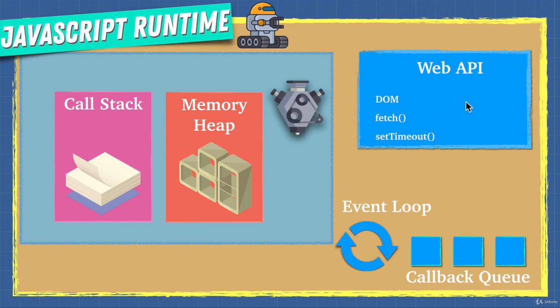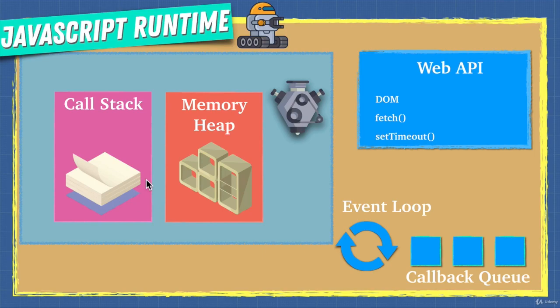Now, with set timeout, you usually want something to happen afterwards. So once the web API is done working on it, maybe it's fetching some data from a server, it's going to say, all right, I'm done with this work. Here's the data, and here's perhaps a callback of what I want you to do with that data. And then the event loop is going to say, as soon as the call stack is free, hey, I have something for you here. Would you like to add it onto the stack? And if the stack is empty, it's going to push this callback onto the stack.